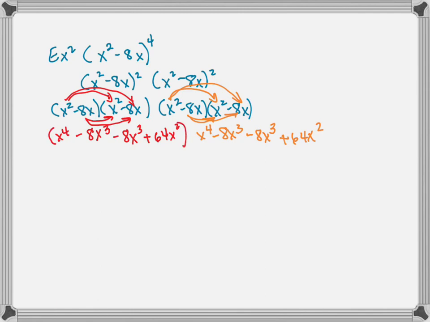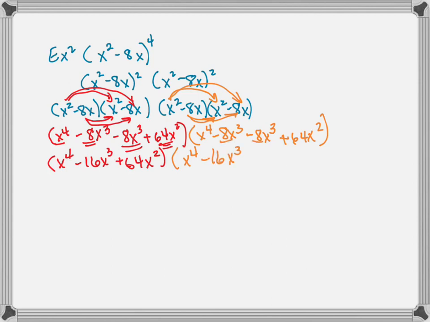And my red terms are together, and I'll multiply that simplification, that product, by what the orange parentheses simplifies to. So in the parentheses, I can combine my like terms, and I have x to the fourth minus 16x cubed plus 64x squared. And I have the same thing in orange parentheses, x to the fourth minus 16x cubed plus 64x squared. So now I'm multiplying a trinomial times a trinomial, and I'll have 3 times 3, 9 multiplications.